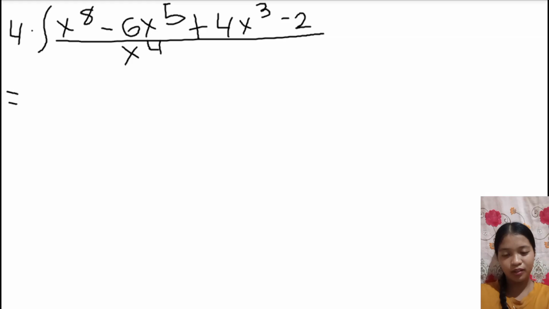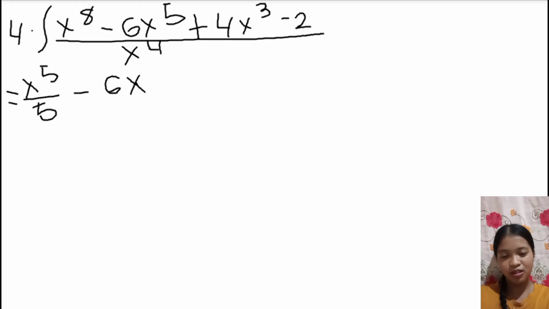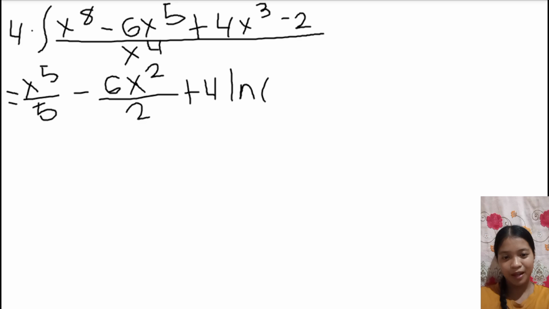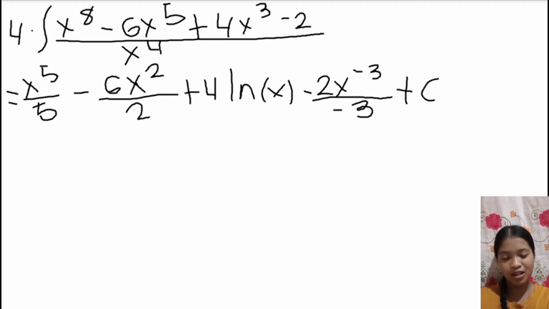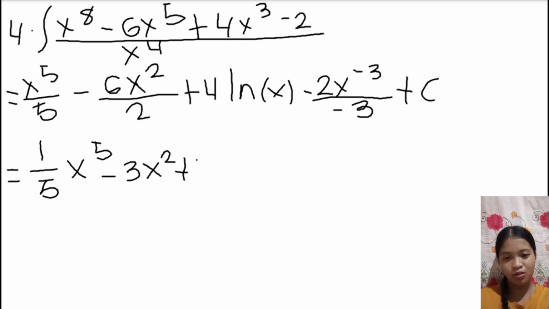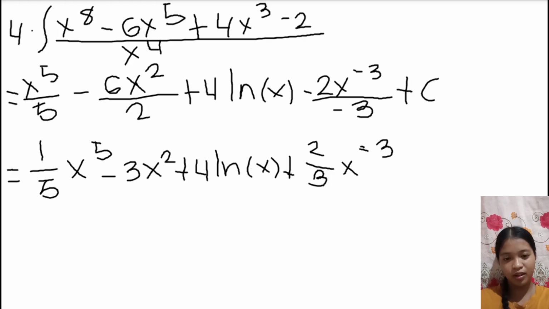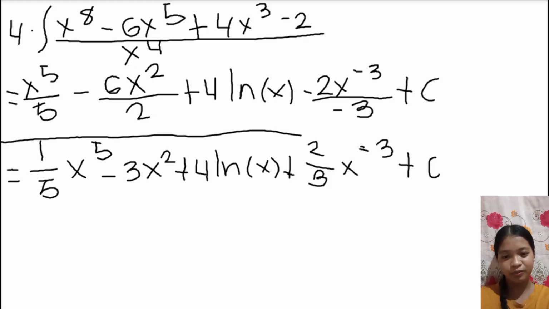And then we're going to calculate it. So it will be x^5 over 5 minus 6x^2 over 2 plus 4 ln x minus 2x^(-3) over negative 3 plus c. Then simplify it, so we can get it as 1/5 x^5 minus 3x^2 plus 4 ln of x plus 2/3 x^(-3) plus c, and that's our final answer.